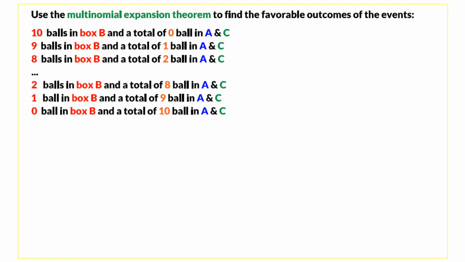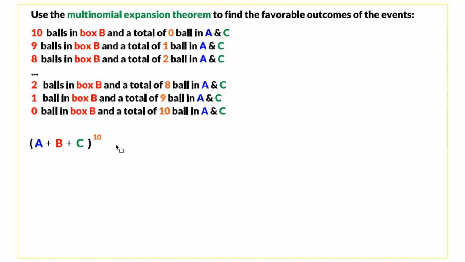So let us now use the multinomial expansion theorem to find all possible events. We have A and B and C, where A means a ball in A, B means a ball in B, and C means a ball in C, and we have 10 balls, so this trinomial here is raised to the power of 10, and that will give us all kinds of possible events for this experiment.